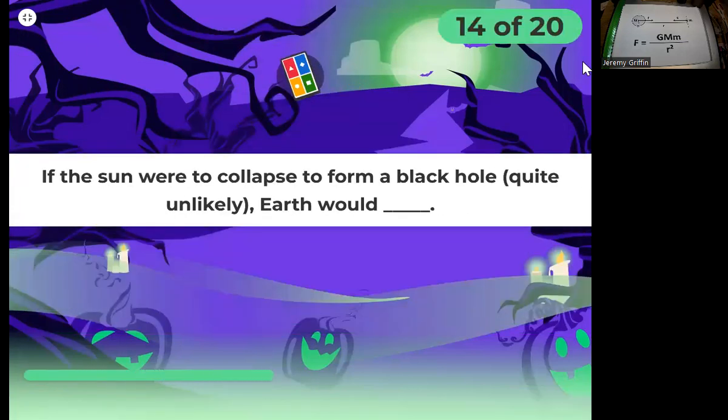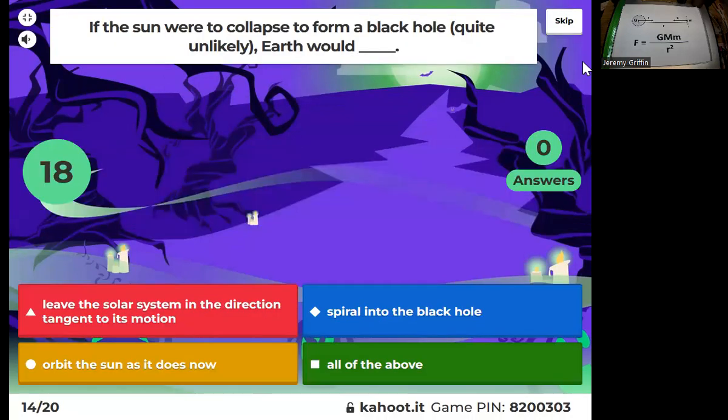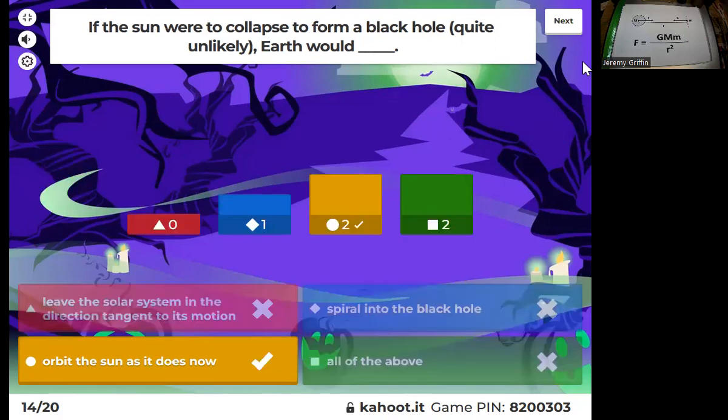If the sun were to collapse to form a black hole, okay, guys, this is about orbital mechanics. Does the mass stay the same? Mass stays the same. Distance stays the same. Tangential speed stays the same. Oh, right, yeah. How about guys got that? Right, so, yeah, conservation of mass.